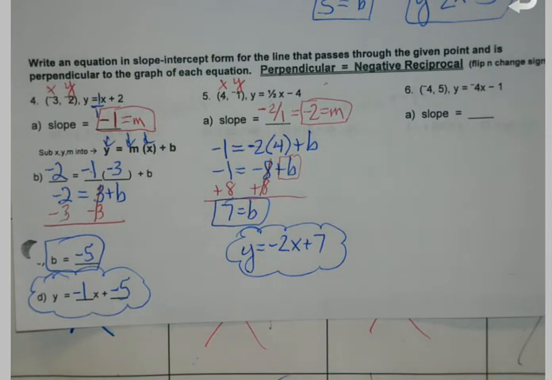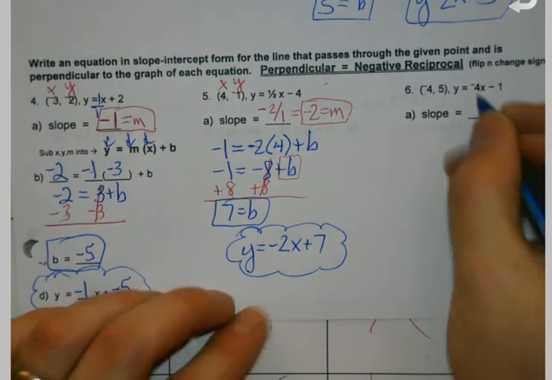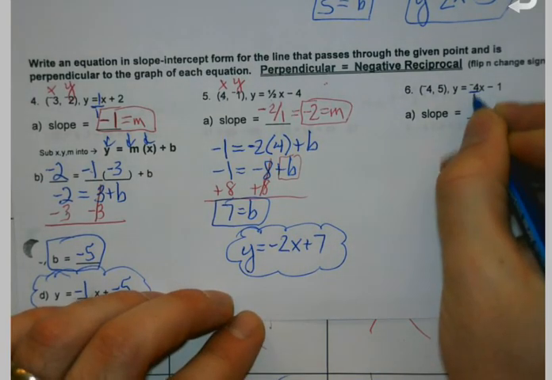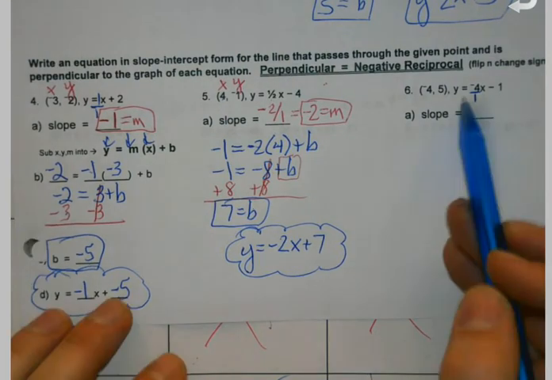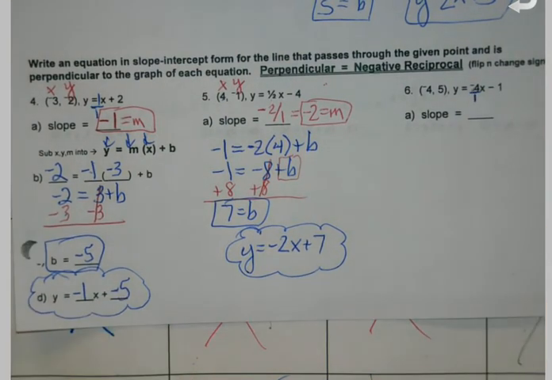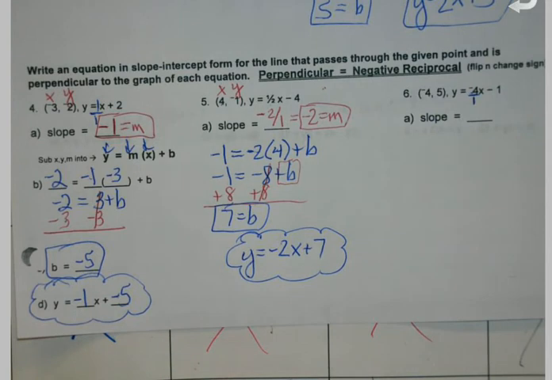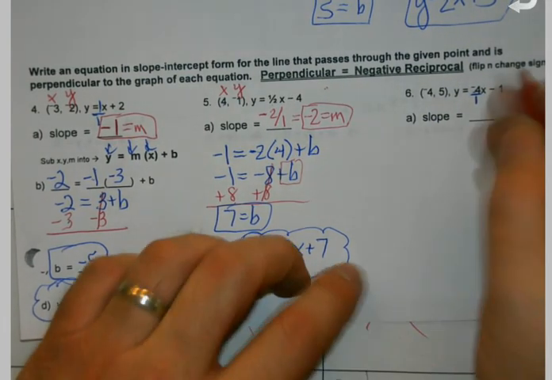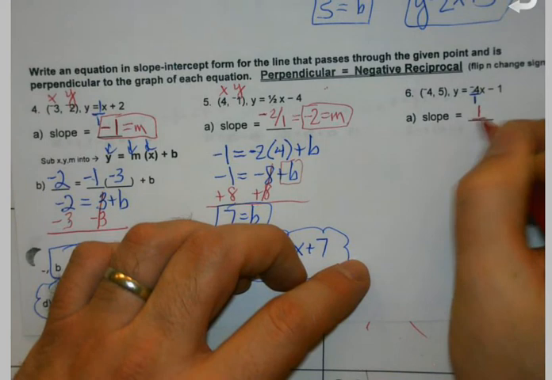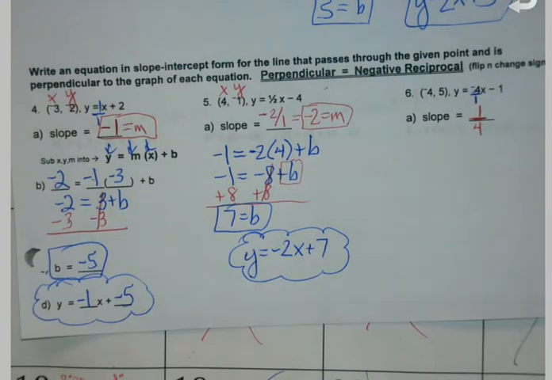So I get to this last one, and I say, okay, if it's not a fraction already, I'm going to make it one by putting it over 1. Because remember, not only do I have to change the sign, right now it's negative, so my new slope will be positive, but I also need to flip it. So it's going to become positive, and I'm going to flip it over. So my slope becomes a positive 1/4.